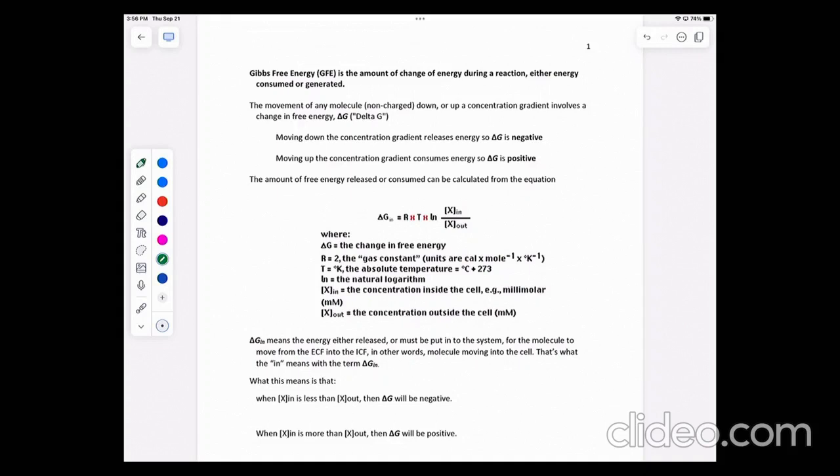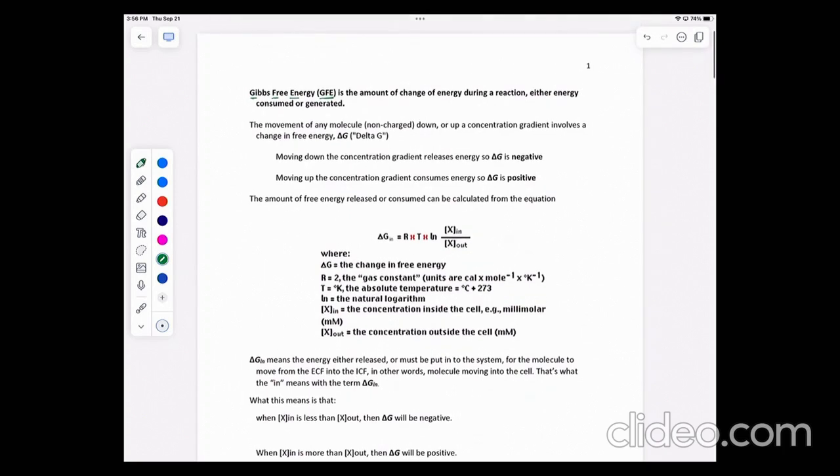I want to spend some time with you going over a concept that I know you learned about in freshman chemistry. It's called Gibbs free energy. A lot of times you'll see it as GFE. And simply stated, it's the amount of change of energy during a reaction, either energy being consumed by the reaction or energy being generated from the reaction itself.